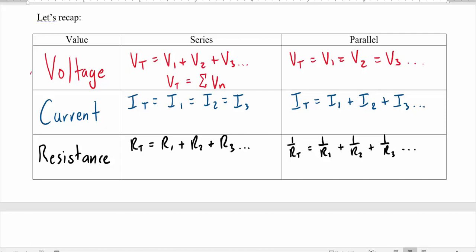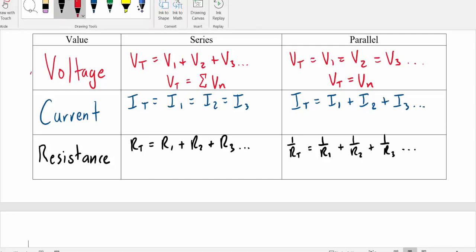By comparison, in parallel, the total voltage is just going to be equal to Vn. So whether you've got 1, 2, 3 components, what have you, each individual component in parallel is going to get the same voltage as each other, no matter how many you've got.